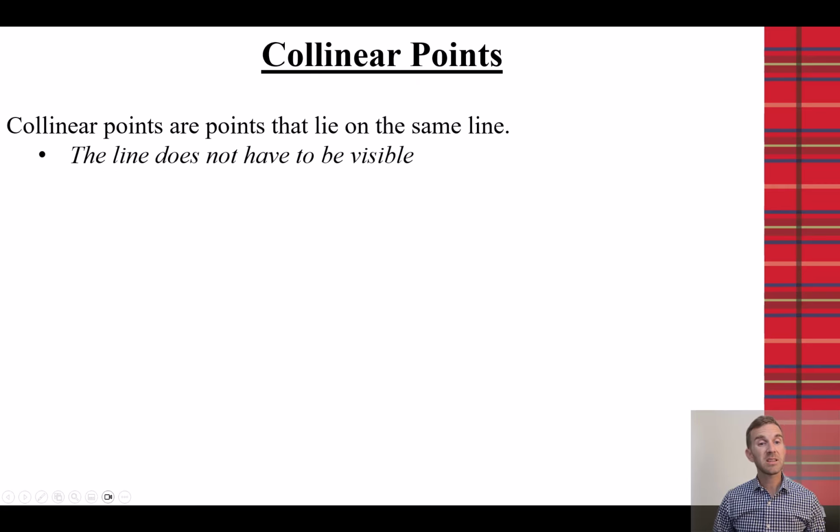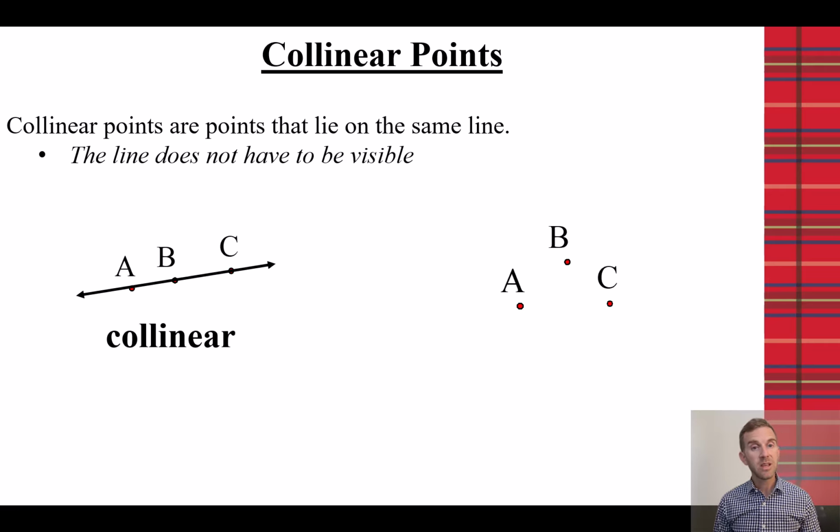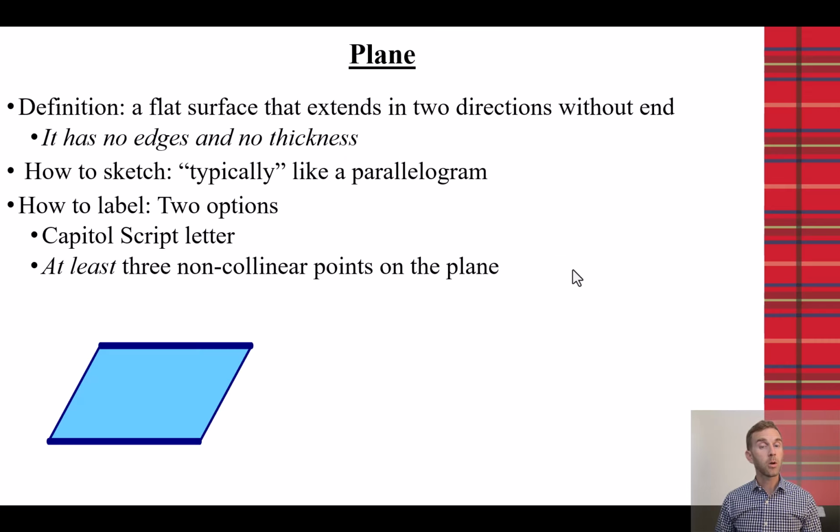Now, that also leads to the idea of having other things like collinear points. This is when the points are all on the same line, even if the line is not visible. For example, if I look at these 2 sets, on the left, these 3 points would be collinear because I could draw a line through them. However, on the right, if I try to draw a line through, I'm going to end up with a triangle, and that makes them non-collinear.